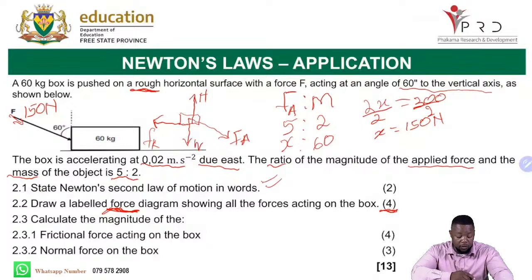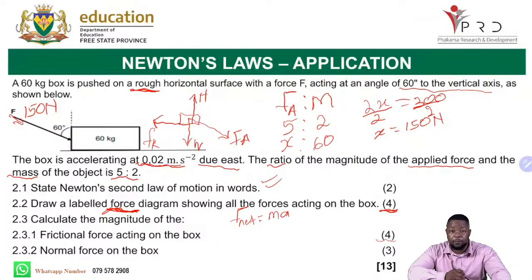Now, 2.3.1 asks for the frictional force acting on the box. The marks allocated here are 4. There should be 1 mark that any learner gets for choosing the correct formula. We have already seen that we need to apply Newton's second law of motion, so the formula for Newton's second law should be used. The formula that will be awarded 1 mark is F net equals ma. Every learner is supposed to be able to get that.